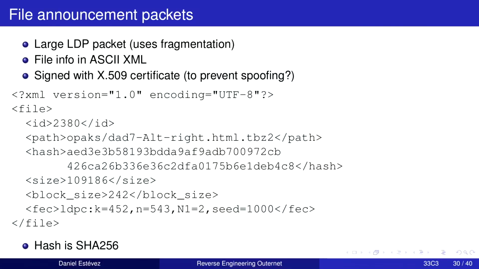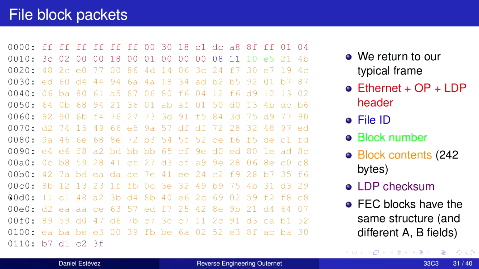The file announcement packets contain an XML in ASCII with information about the file, and they are signed with an X509 certificate. Why? Probably to prevent spoofing. So the Outernet receiver has the certificate for Outernet CA, and it checks that the file announcement is properly signed. And if not, I don't know what happens, probably it discards the file. So the information you want in here: the ID, the size, the name of the file, a hash to check, and some information about the LDPC code in use for that file, and the block size is always 242.